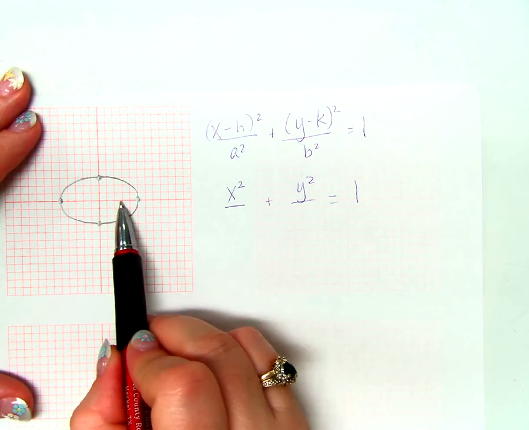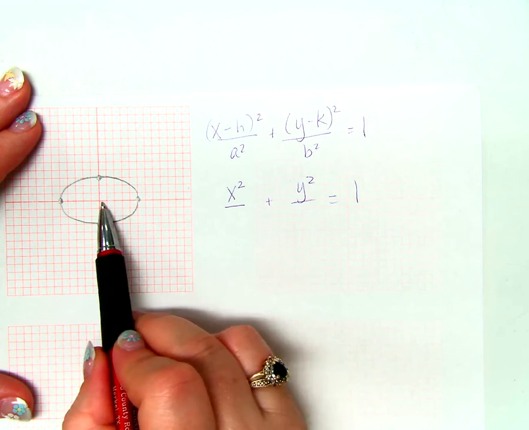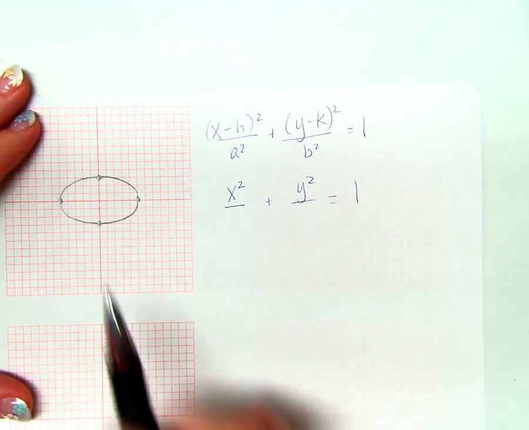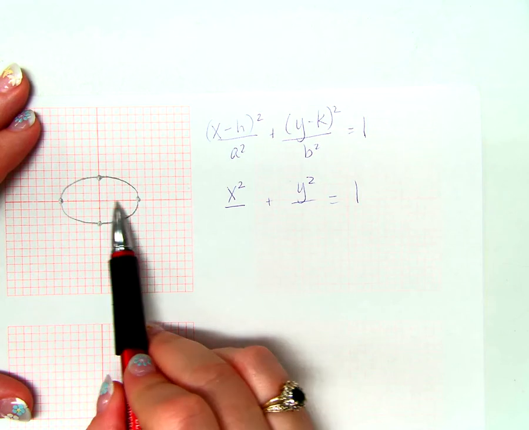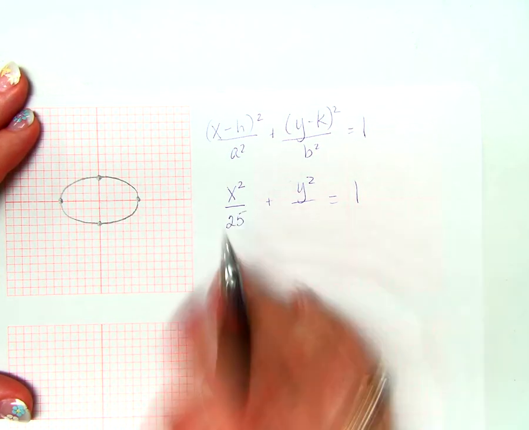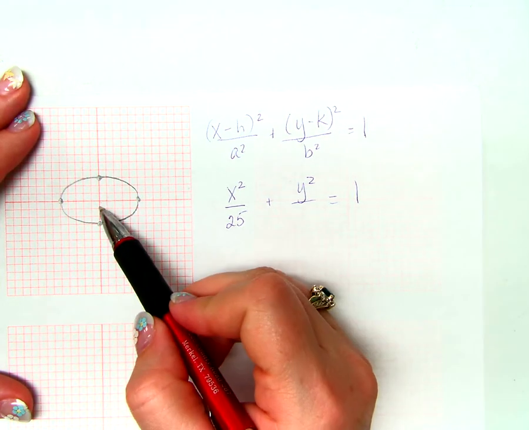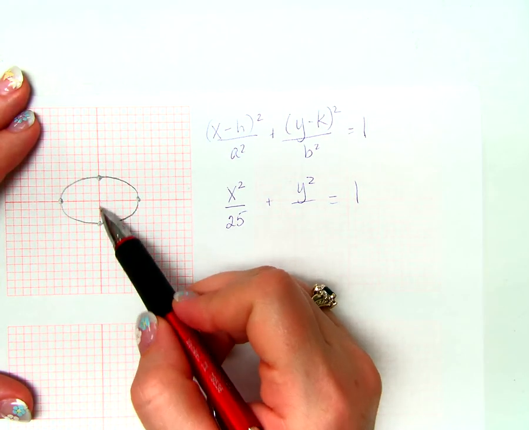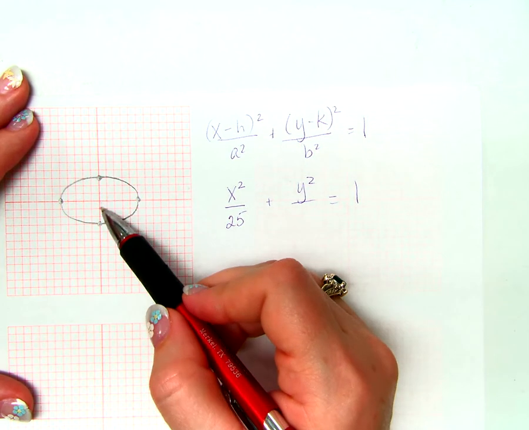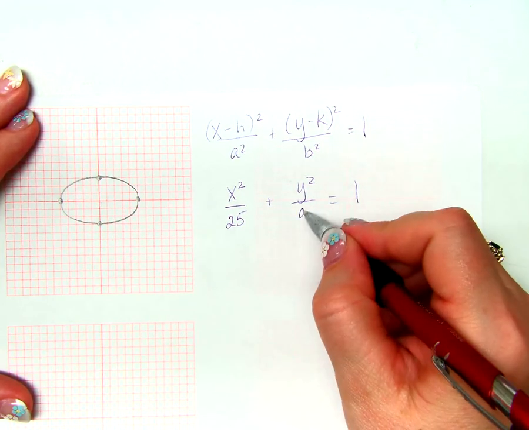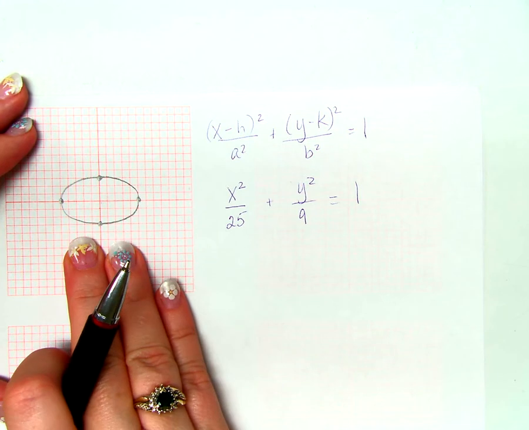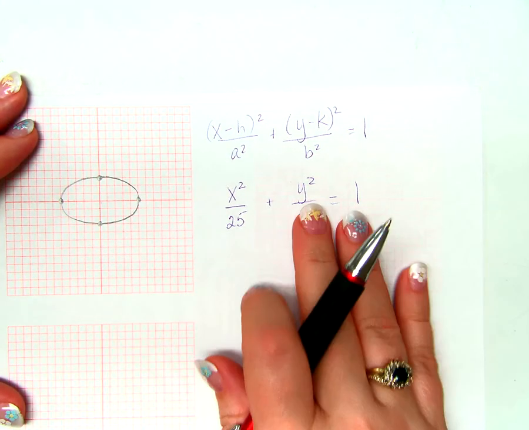Our horizontal distance, it's not really a radius because it's not a circle, is our a value, and that's a 5, so 25 goes underneath. 1, 2, 3. Our vertical distance, that b value, is 3, so this is 9. So that's what it looks like if you were given an ellipse and asked for the equation.